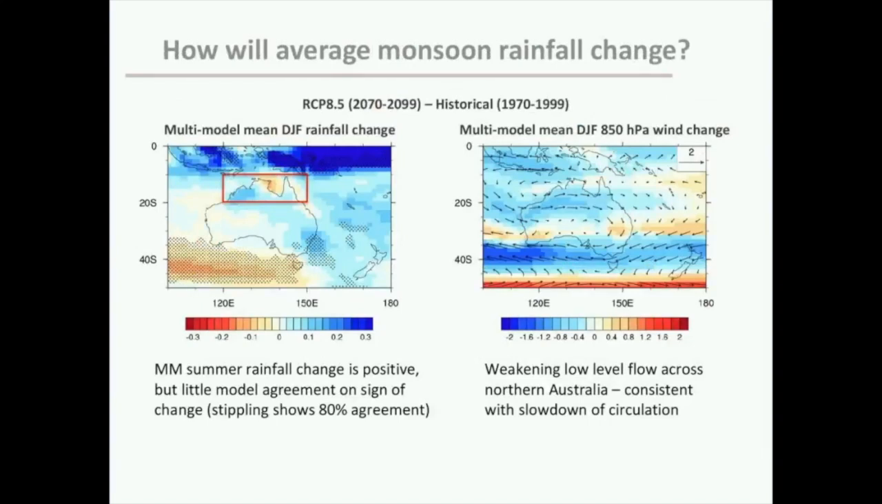So if we look first at the multi-model mean or average change, a whole set of models under that high emissions 8.5 scenario at the later part of the 21st century, and compare that with the last 30 years of the historical period. You can see the rainfall change that's given here in millimetres per day per degree. There's quite a weak signal over Northern Australia in the multi-model mean, a slight increase, but there's not much model agreement, because these little stipples are the regions where there's a high agreement between the models about whether it's going to get wetter or drier. We'll go into that more in a moment.